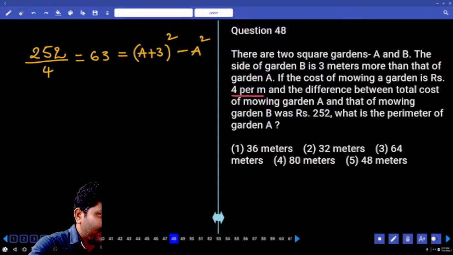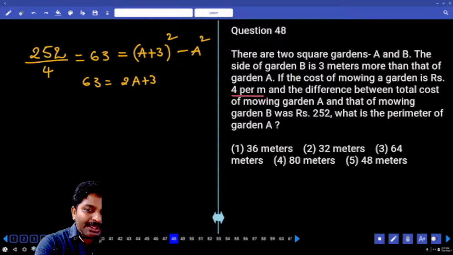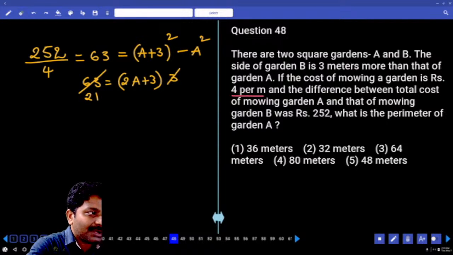A minus B is 3. So 63 is equal to 2A plus 3 into 3. Divide by 3, 21. 3 comes to the left hand side, 18. 2A is equal to 18. A is equal to 9.